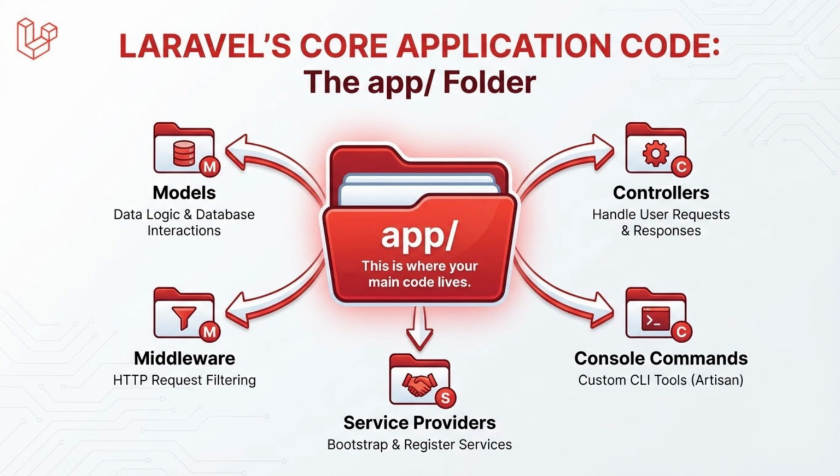Also inside the app folder are your service providers, which are responsible for setting up and registering the services that power your application behind the scenes. These providers help bootstrap your project, configure features, and wire up different parts of the system so everything runs smoothly. Finally, the console commands live here too, giving you the ability to create custom tools for the artisan command line. These commands can automate tasks, interact with the database, manage files, send notifications, or do anything your application needs.